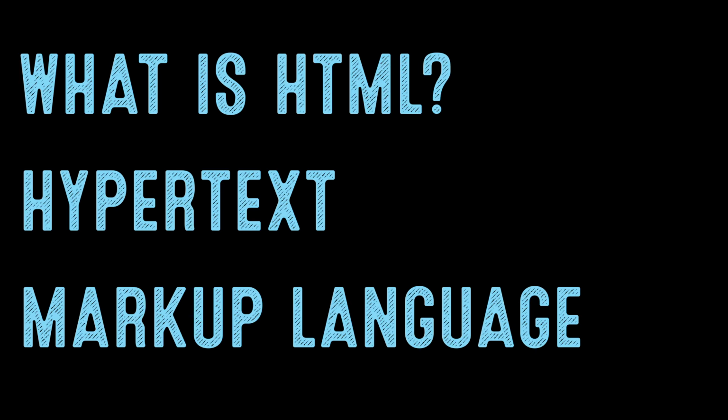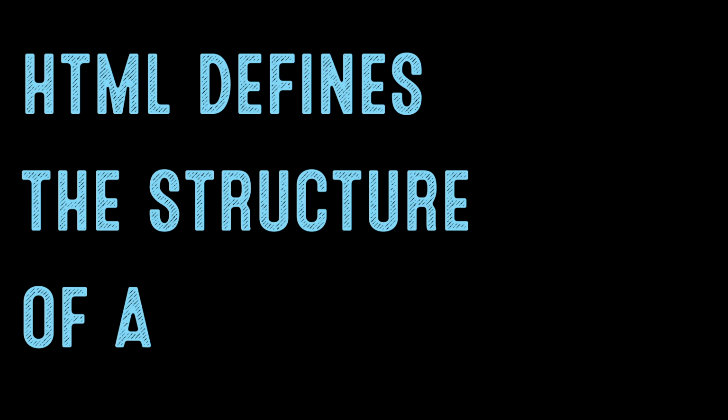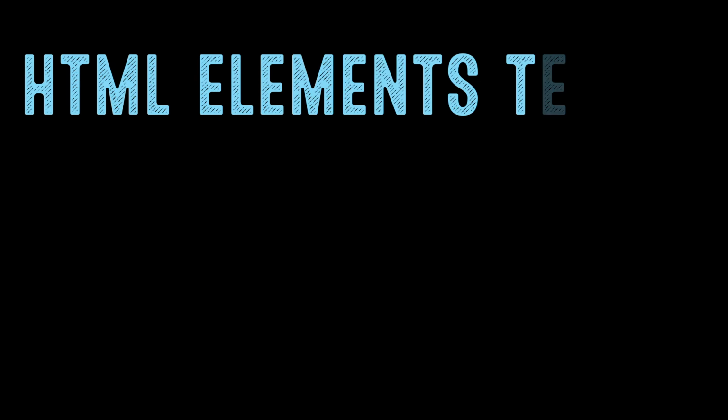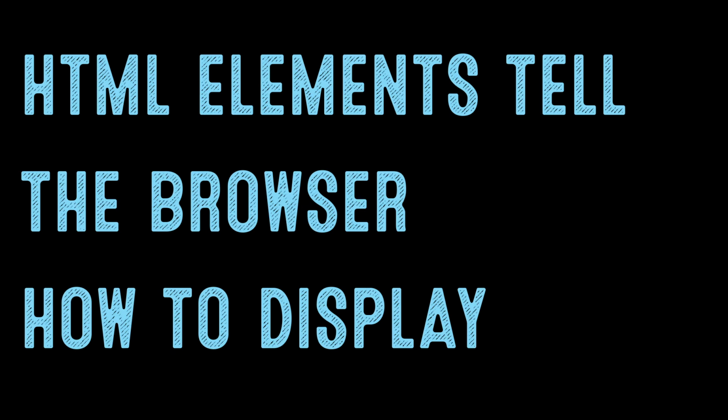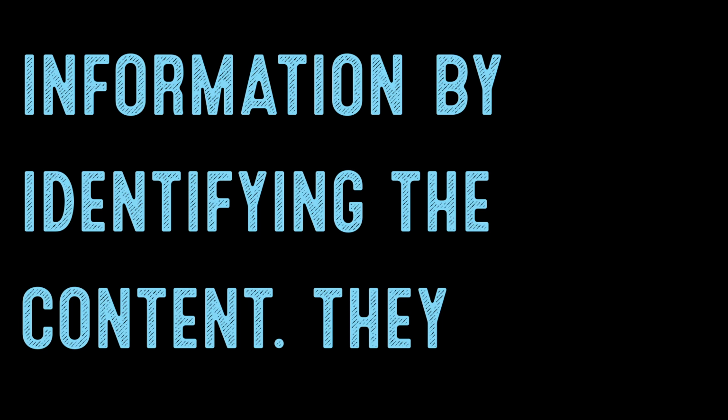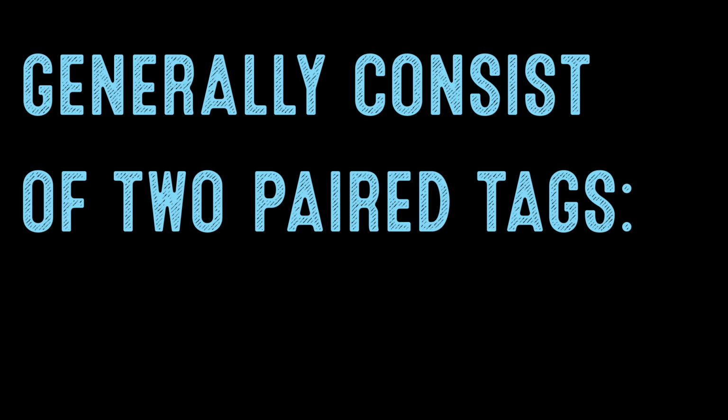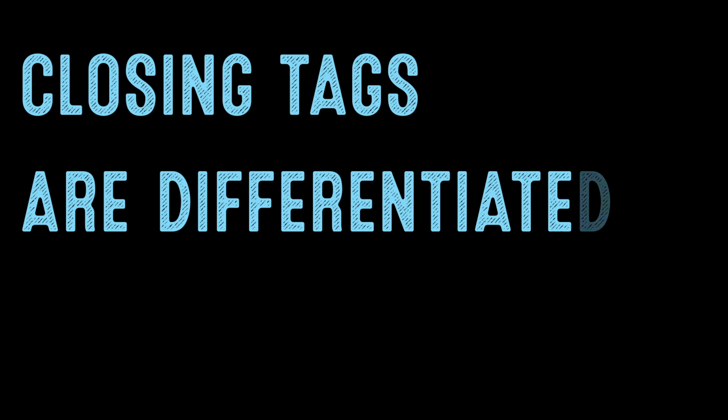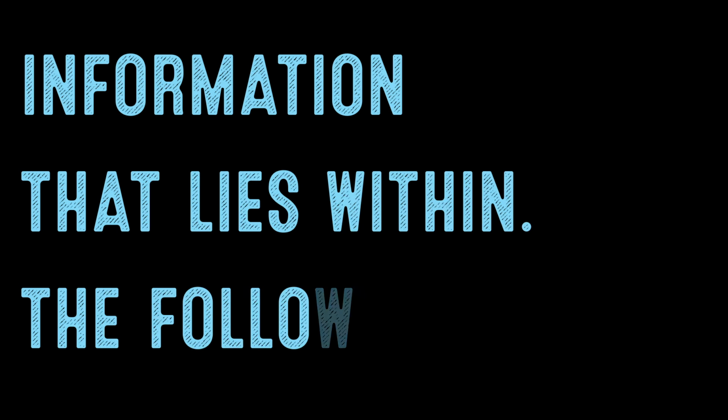Hypertext Markup Language. HTML defines the structure of a web page. HTML elements tell the browser how to display information by identifying the content. They generally consist of two paired tags, an opening tag and a closing tag. Closing tags are differentiated from opening tags by the presence of a /. Tags act as containers that describe the information that lies within.